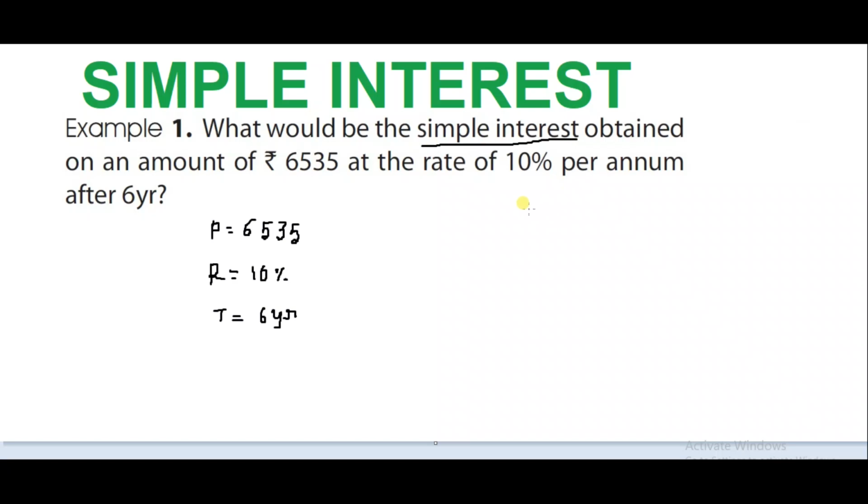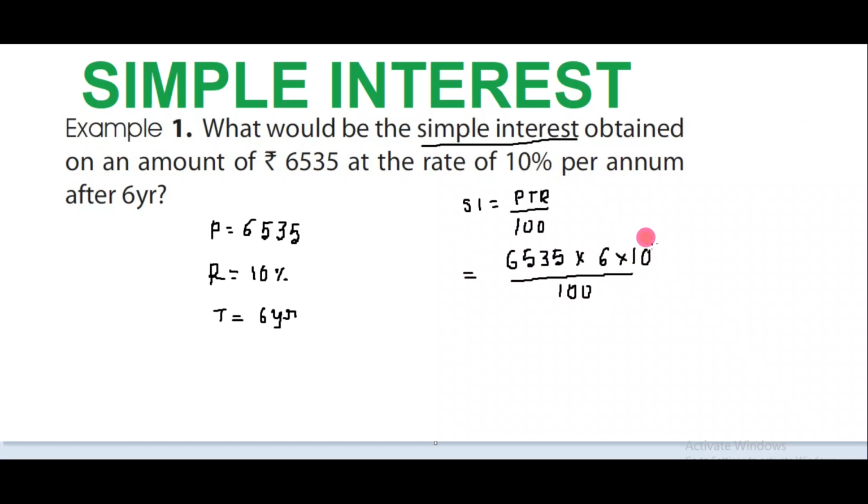Simple interest formula. Simple interest SI equal to P into T into R by 100. Now substitute the given values. Given P equal to 6,535 into time equal to 6 years into R equal to 10 divided by 100.